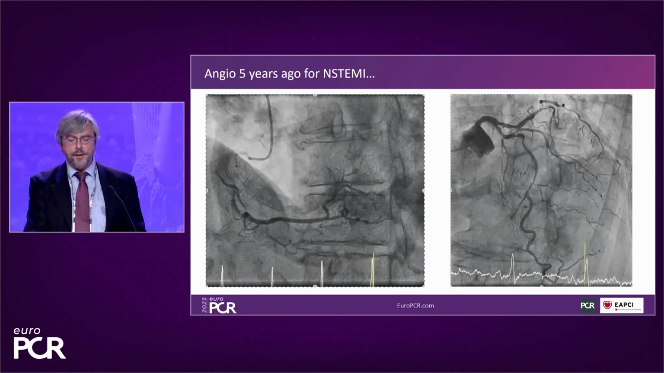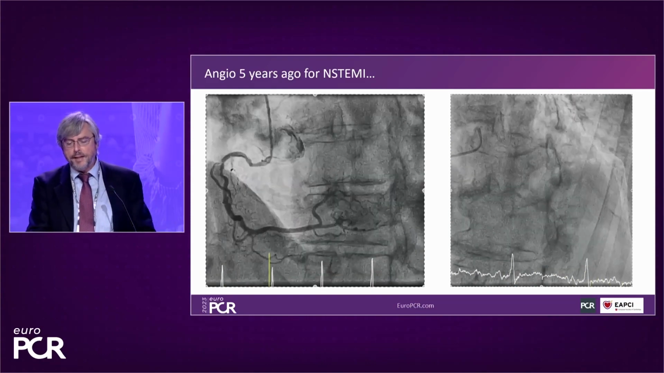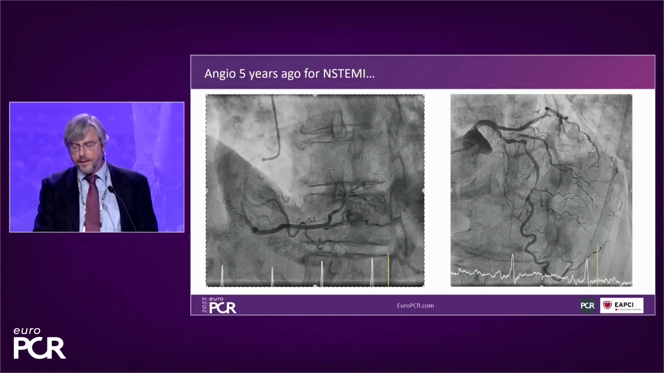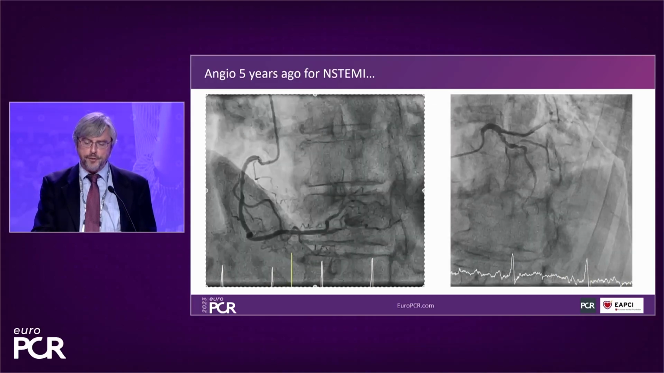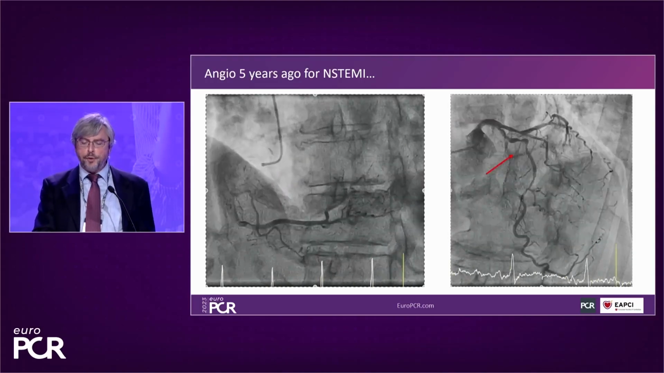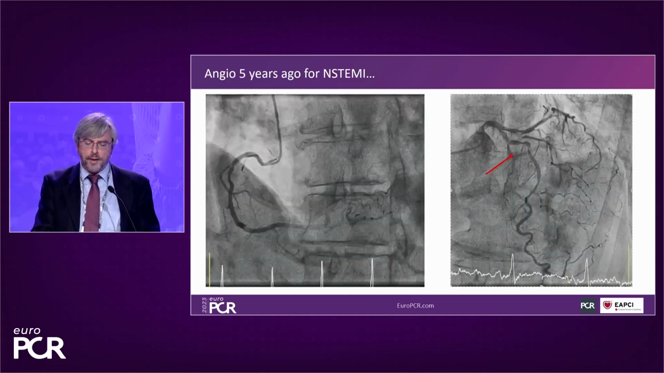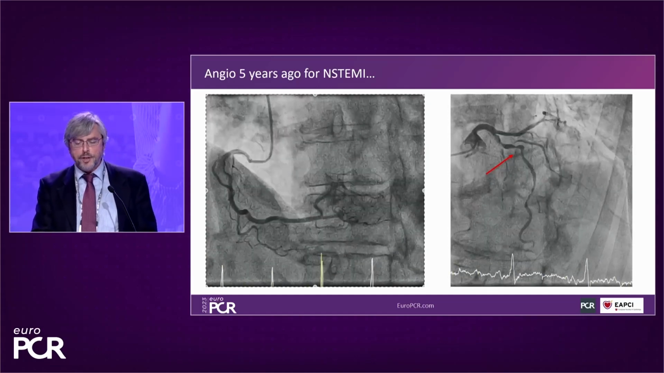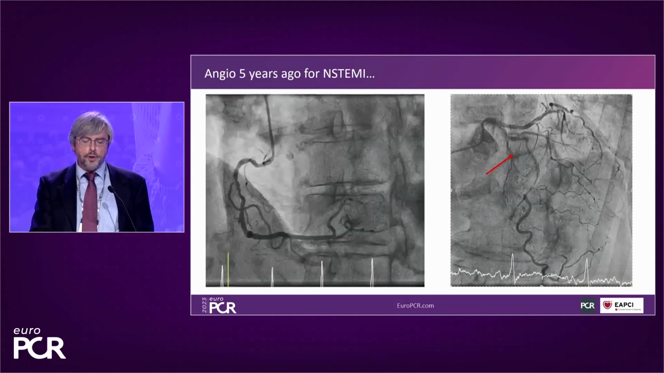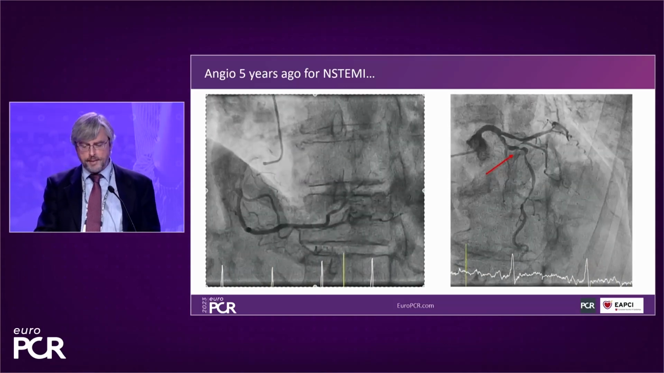And if you look at her left, you will realize the LAD is really a badly diseased vessel with a lot of stenosis. And if you look carefully, you can see this angulation here, where the arrow is pointing. Just keep this morphology in mind, because it's important for my case.